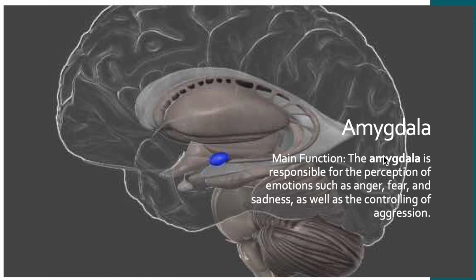The amygdala's main function is responsibility for emotions such as anger, fear, sadness, and controlling aggression. So if you've noticed emotional changes after 30 days of opioid usage, your symptoms may be a result of your treatment.